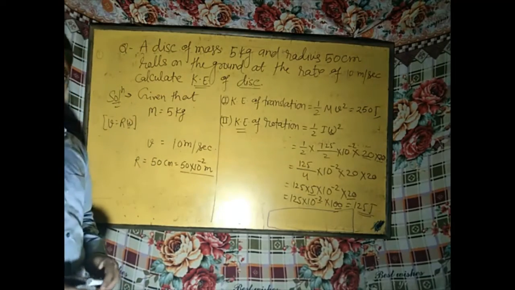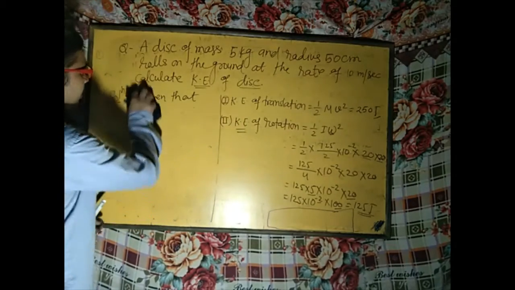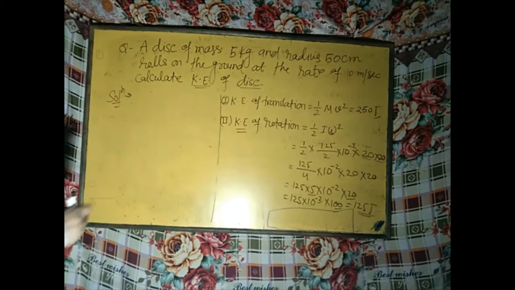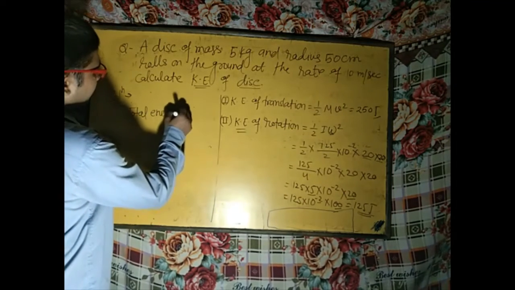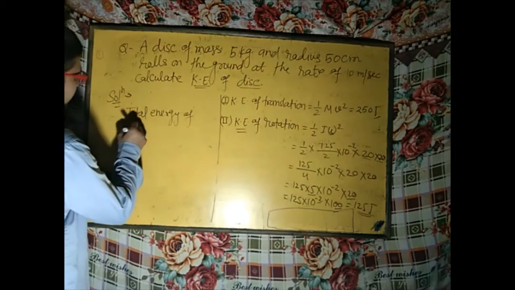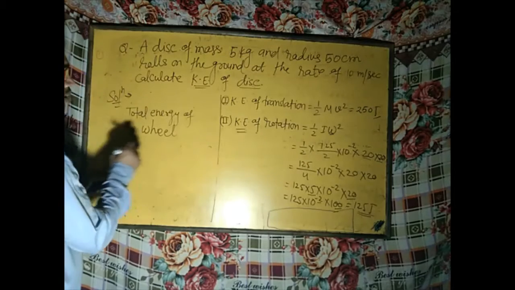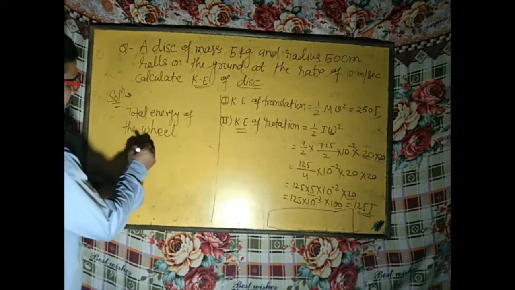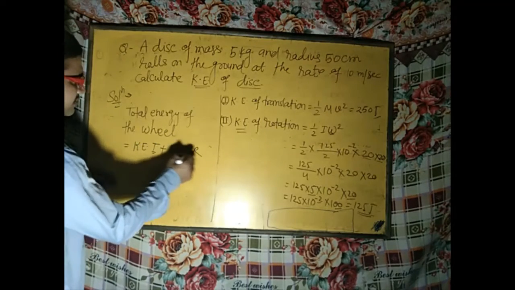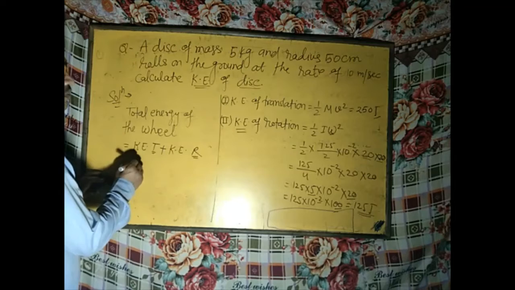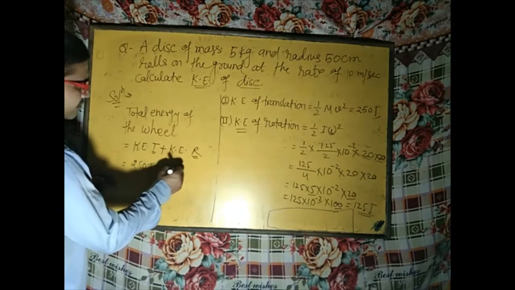So the net total energy of this system, the total energy of the wheel, is equal to kinetic energy of translation plus kinetic energy of rotation. T for translation, R for rotation. Then this will be equal to 250 joule plus 125 joule.